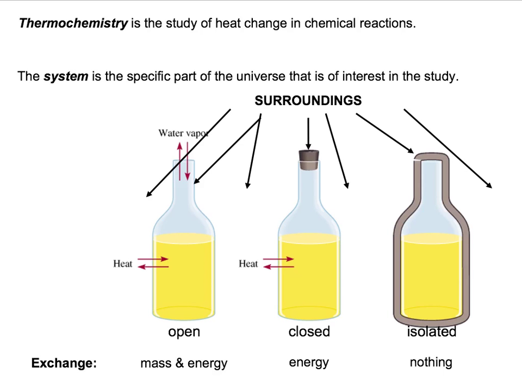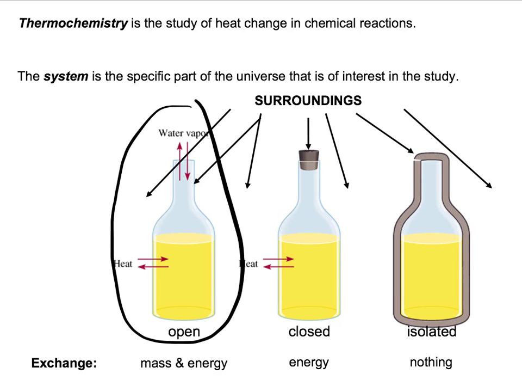Before you learn about heat change that occurs in a chemical reaction, we need to define a few terms. The first term you need to know is called the system. It is a specific part of the universe that is of interest in the study. So you can see that we've got 3 bottles here. The first bottle, this one, is called an open system.